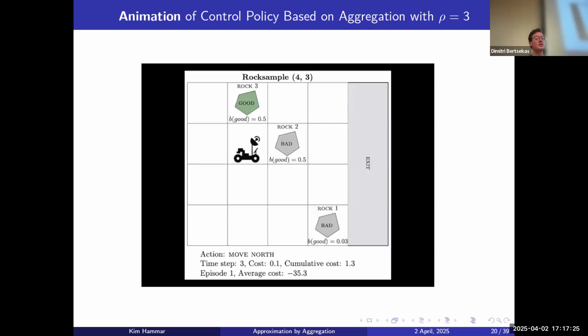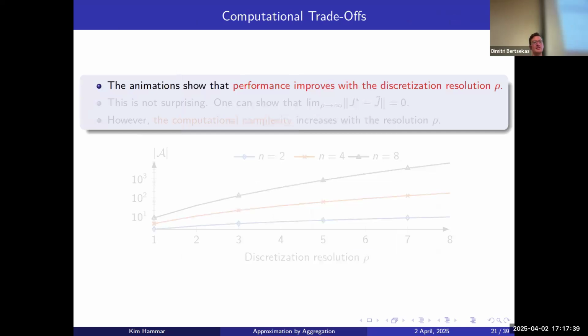So we also have some experimental results on larger instances of this problem. But before I present that, are there any questions about this animation? Okay, so the basic takeaway is that we see that the performance of the approximation improves with the discretization resolution, which is not so surprising because when we increase the discretization resolution, we also increase the number of representative beliefs.